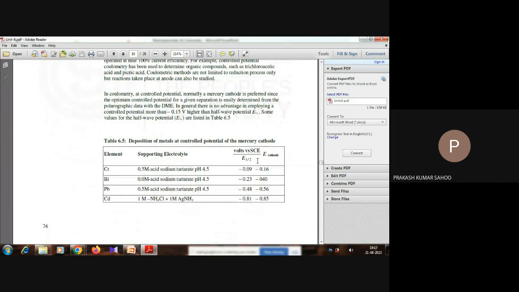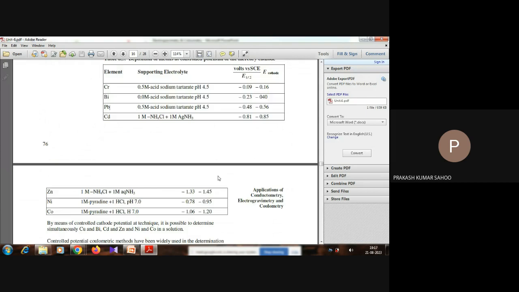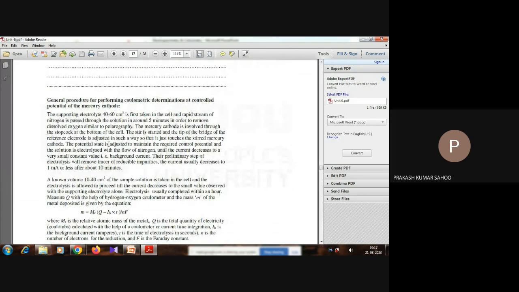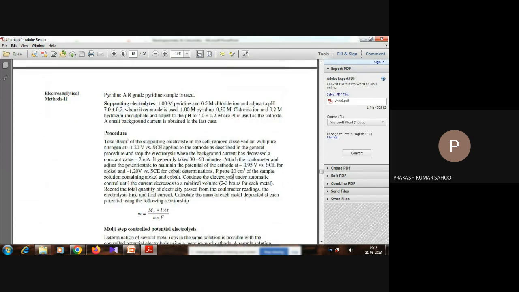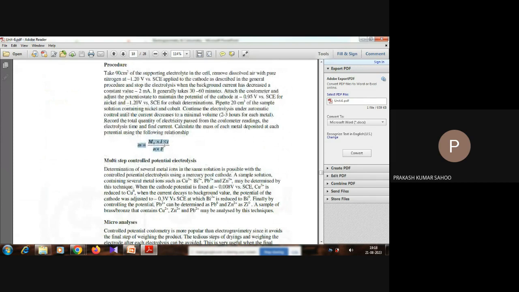Then we have supporting electrolyte, and this is the standard calomel electrode, and these are the elements, or ions or reagents, used for the determination of these things, with supporting electrolytes. Then the general procedure for performing coulometric titration was already discussed in our previous unit. Separation of nickel and cobalt: just go through these things. These are the procedures. The equation is the same: m is the amount of substance deposited, M is the molar mass, I is the current, t is the time, n is the number of electrons transferred, and F is the Faraday constant.